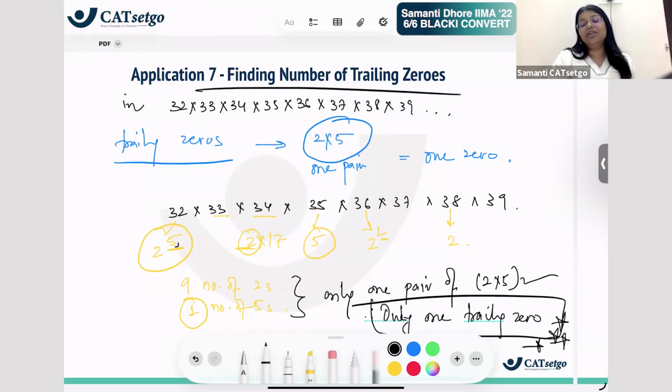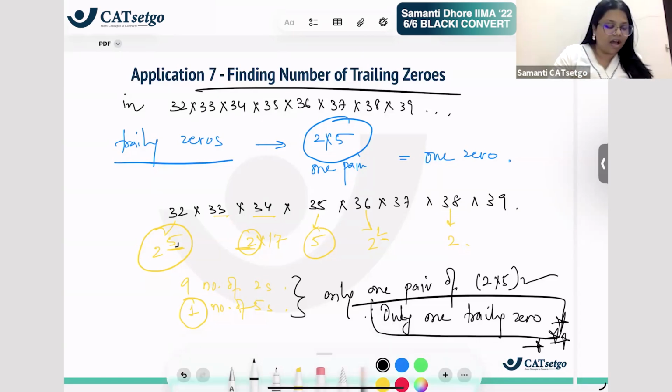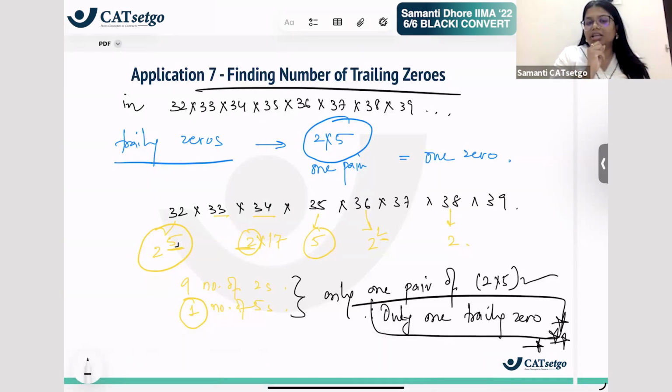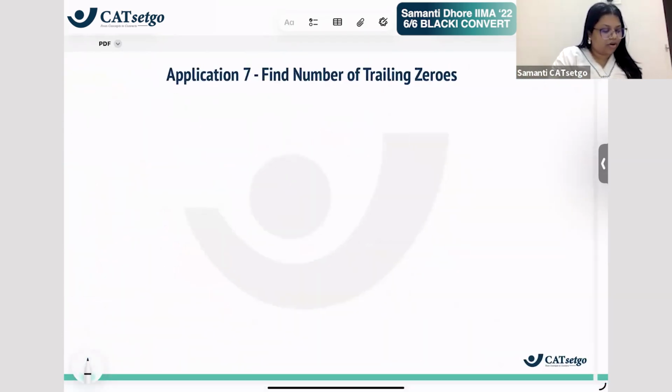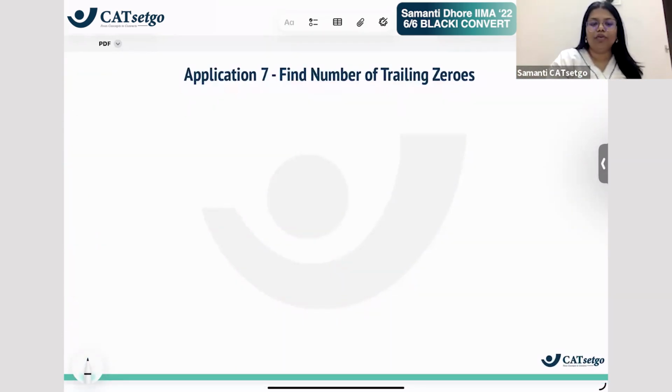So prime factorization will help us find the number of trailing zeros of any sort of multiplication. Do you get how? Because we'll prime factorize and we'll find how many 2s and how many 5s are present in the given multiplication. Each pair will contribute to one trailing zero. You understand the base concept here? Yes? Chalo fir, okay. Do some questions, right?